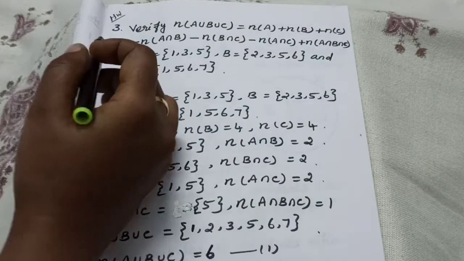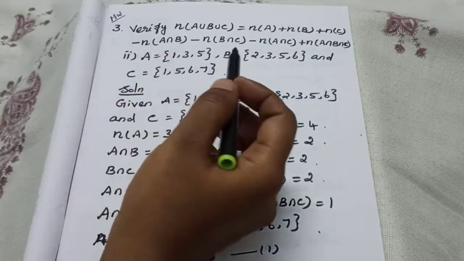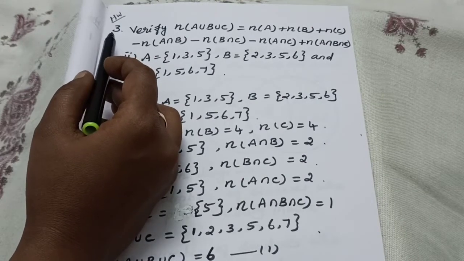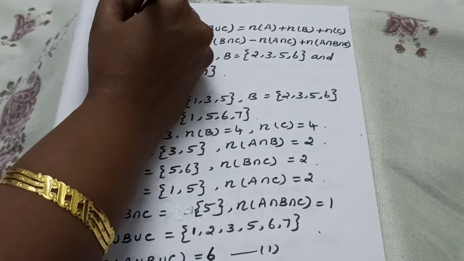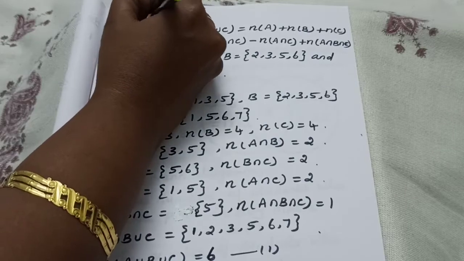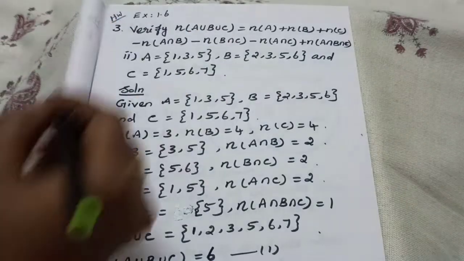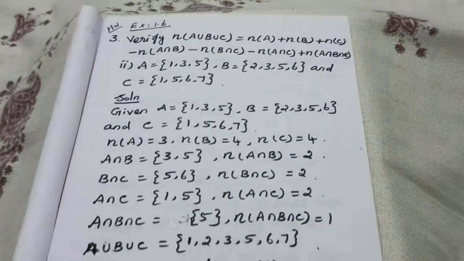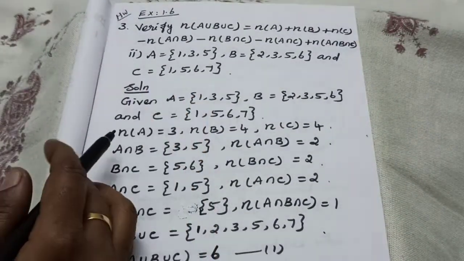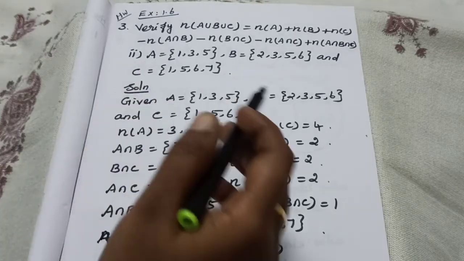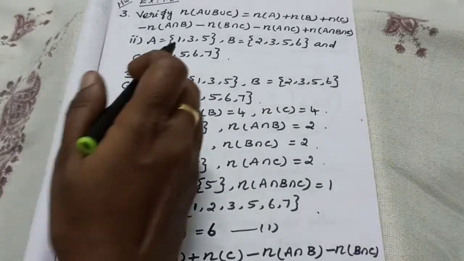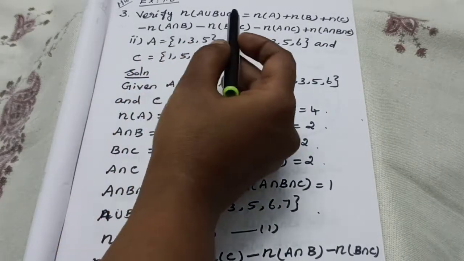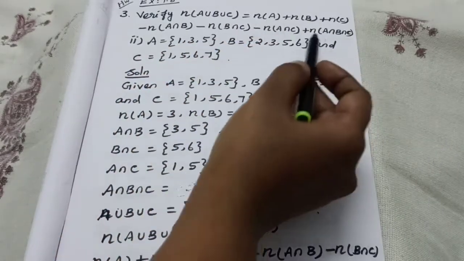In the last class, I gave two sums as homework, isn't it? That one, third sum, exercise 1.6. Take your homework and check these answers. Here A is given, B is given, C is given, and then you should verify n of A union B union C is equal to this one.